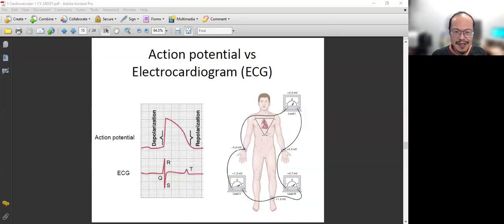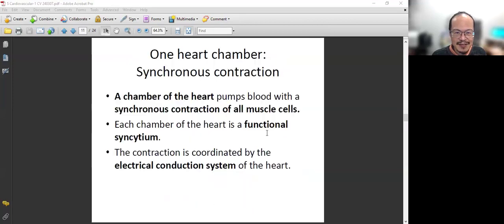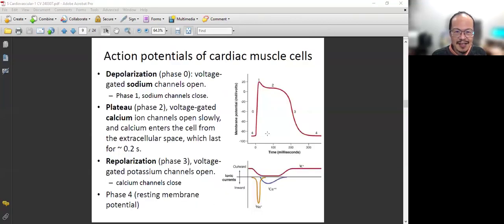So what we have learned, we basically learned the action potential of the heart. So that's the first thing. And second thing is that we know that the entire chamber contracts together. They generate that action potential altogether, and so they contract together.